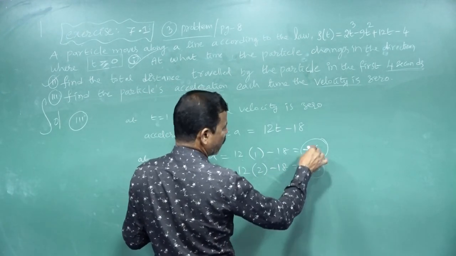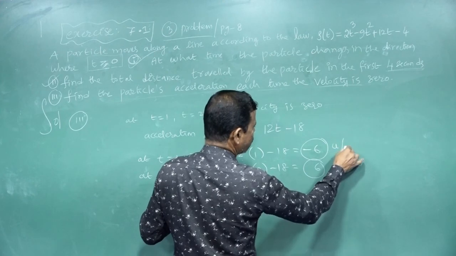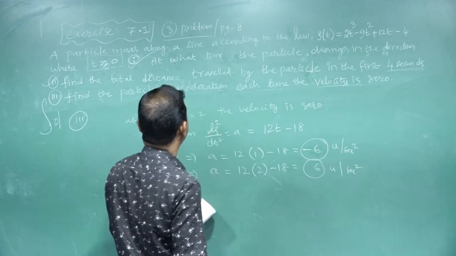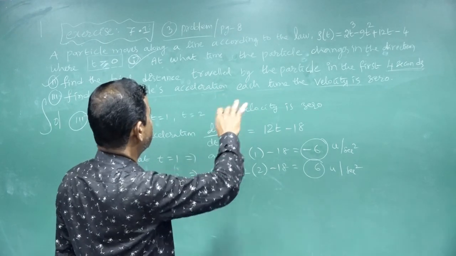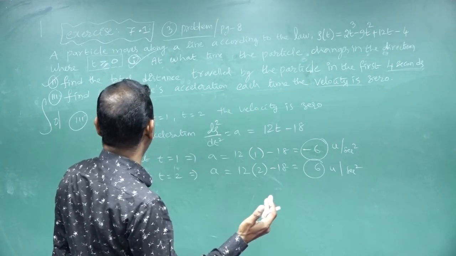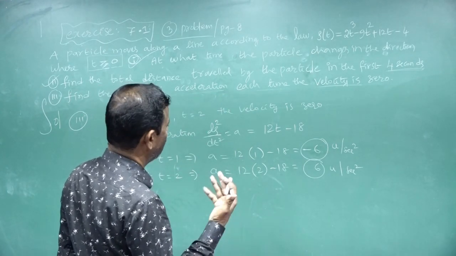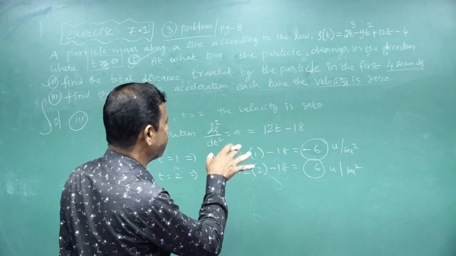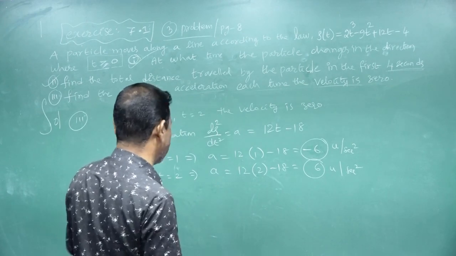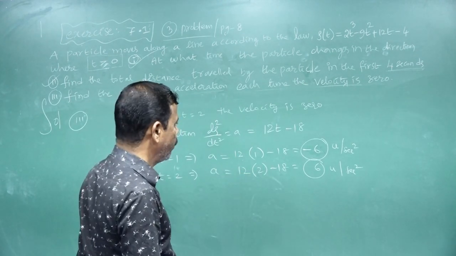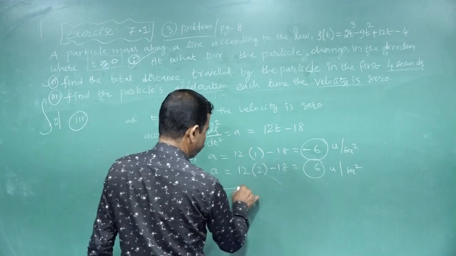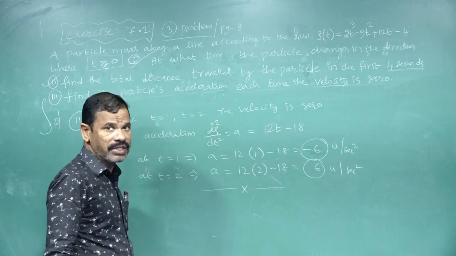So no units are given for this, that's why the unit is unit per second square. This is also unit per second square. Distance in meters or kilometers is not given, that's why we mention unit. Time is in seconds, that's why second square. Acceleration units are unit per second square. So this is the final answer. 3 subdivisions are completed.